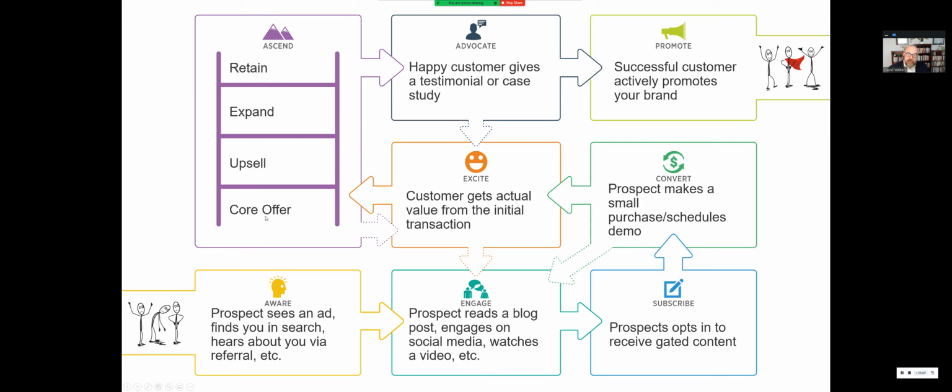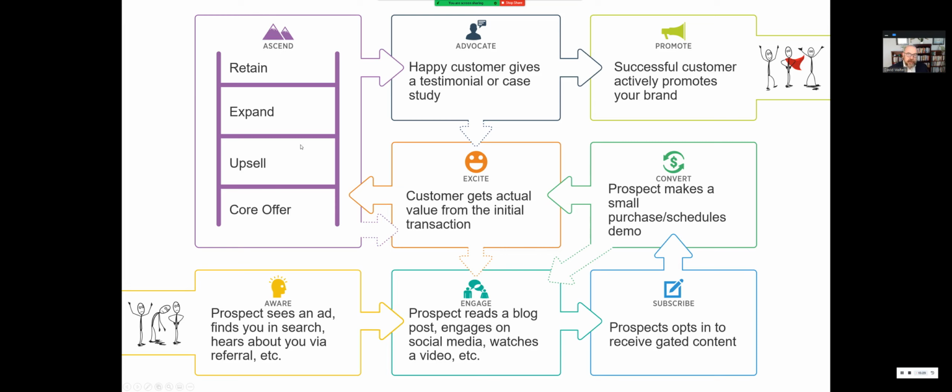We work back from the core offer to the entry point offer, which is part of the conversion stage. And this is where the prospect makes a small purchase or schedules a demo. And then we would look at either the discovery call or the sales script or whatever you use to excite them on that initial call to get them to take you up on the core offer.